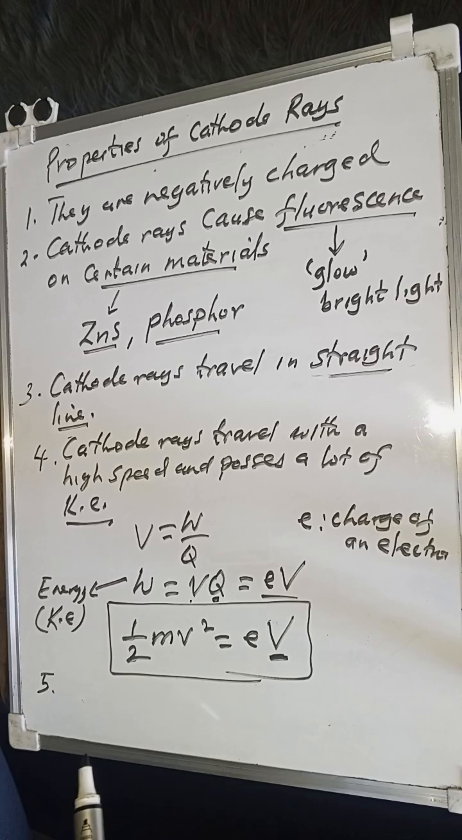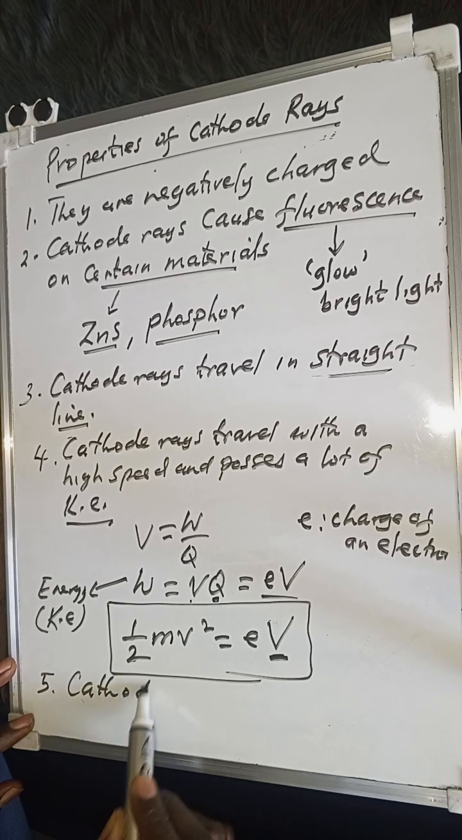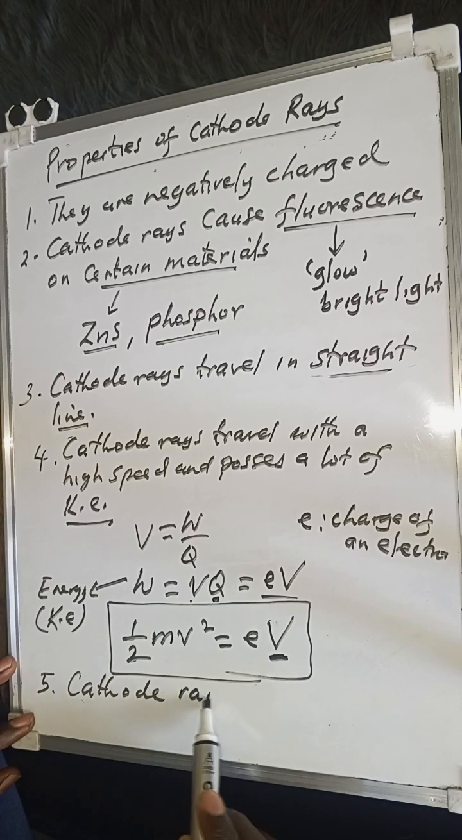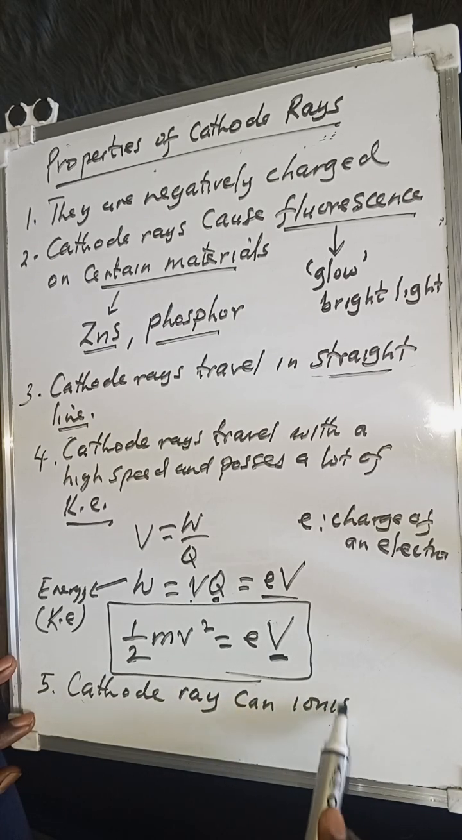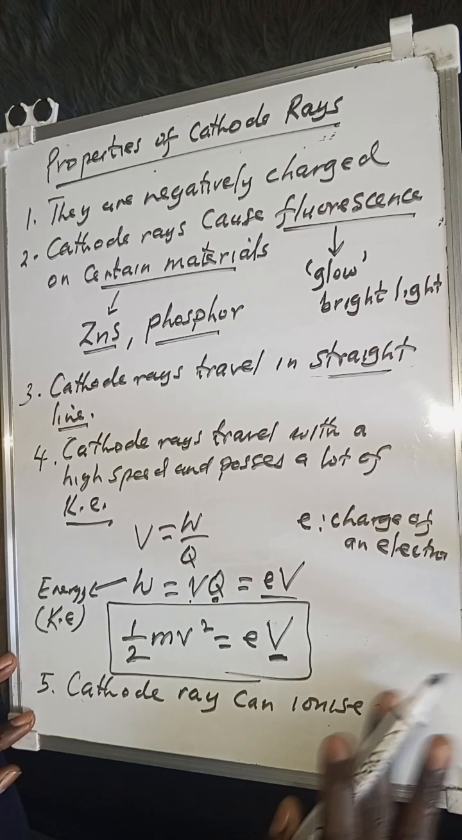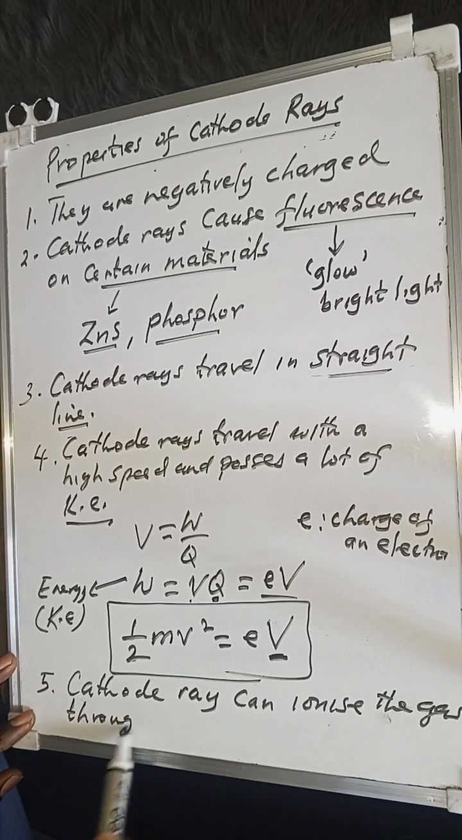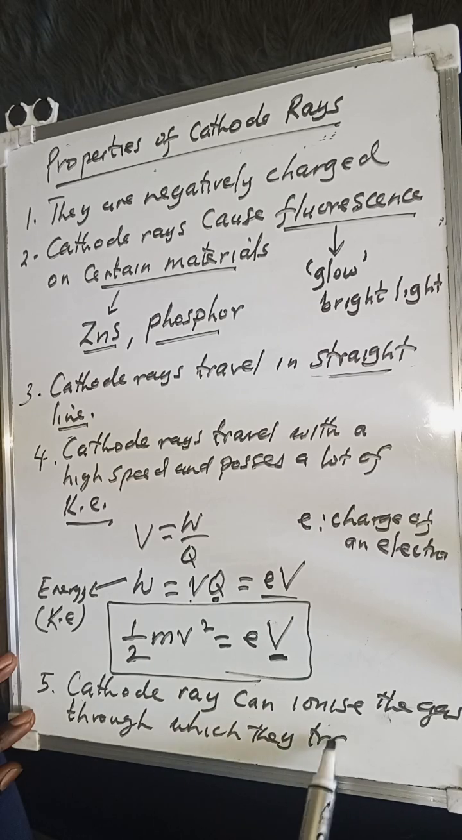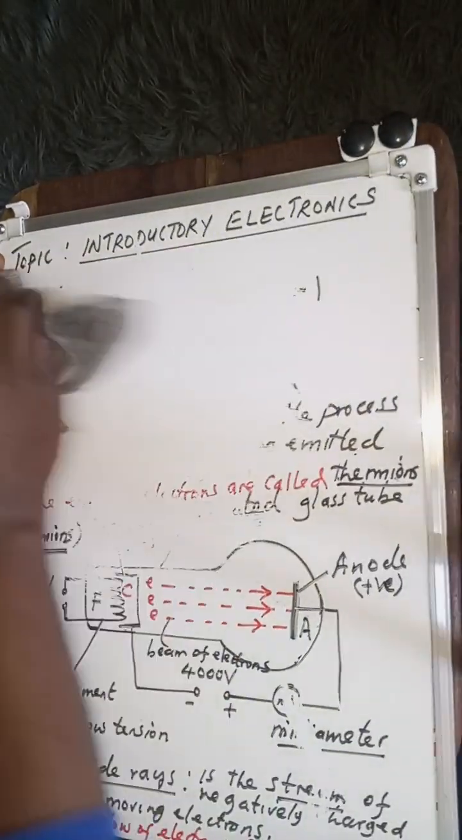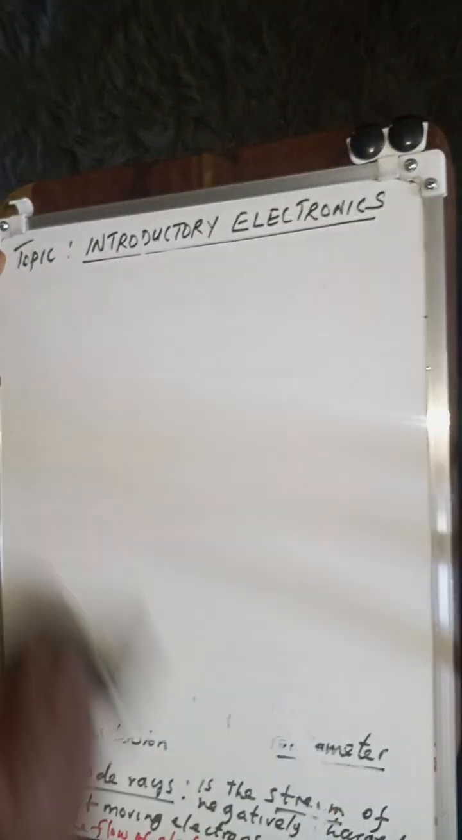Let's look at another property. We can simply say that cathode rays, because they are negatively charged, can ionize. They can ionize the gas through which they travel. So please get to know that. Another property that we can talk about for cathode rays, this is going to be number 6.